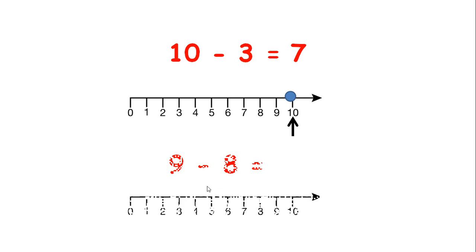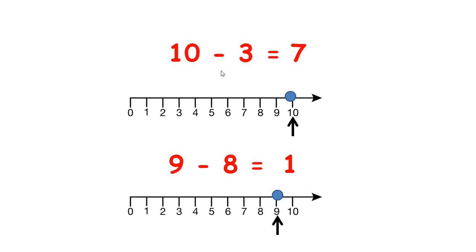Now let's look at 9 minus 8. Now rather than starting on 9 and jumping back 8, I'm instead going to start on 8. Now how many jumps do I need to get to 9? Well, it's just one jump. So 9 take away 8 is 1. So you can see here, jumping on 1 is a lot easier for us to do than jumping back 8, which is the other way of subtracting on a number line, which we did before.